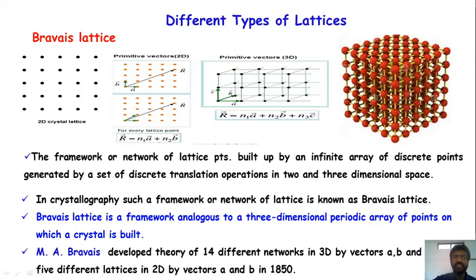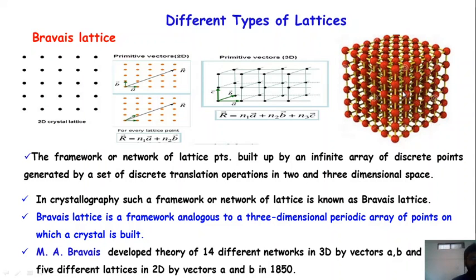So, for the formation of a framework or network of lattice points, it needs the infinite array of discrete points. This array of discrete points is generated by a set of discrete translation operations. So for the generation of a framework, it needs the translation operations in 2 dimensions and 3 dimensions also. Therefore, in crystallography, such a framework or network of a lattice is known as the Bravais lattice.